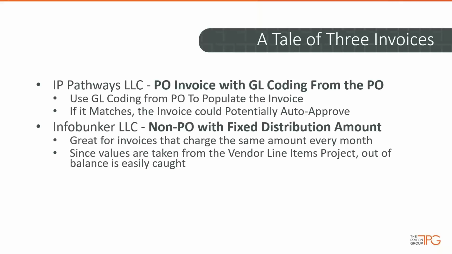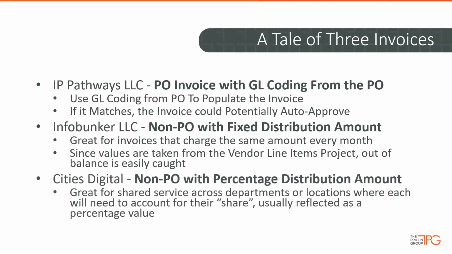The second invoice is Info Bunkers. Now, that's a non-PO invoice, but that has a fixed distribution, which is great for the invoices that charge the same amount every month, a predictable, expected dollar amount. And since those values are taken right from the vendor line items project that we're creating, it's easy to catch anything that's out of balance, because if we expect a specific dollar amount every month and then we code it to that dollar amount and the invoice is off or different, then we can catch that imbalance very easily.